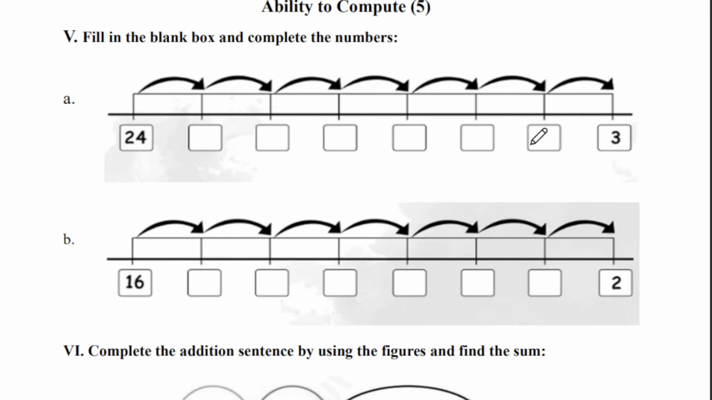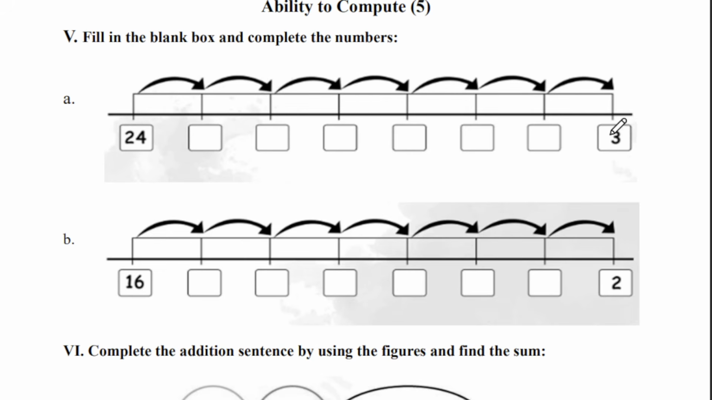So let's see. If we start with 3 and write 4, 5, 6, 7, 8, 9, 10, it is not coming in a sequence of numbers. So it is in a sequence. If you look at 24, how many jumps are needed? 1, 2, 3, 4, 5, 6, 7. 7 jumps are required. So from 24, 1, 2, 3, 4, 5, 6, 7, there are 7 jumps. So here also we have 7.